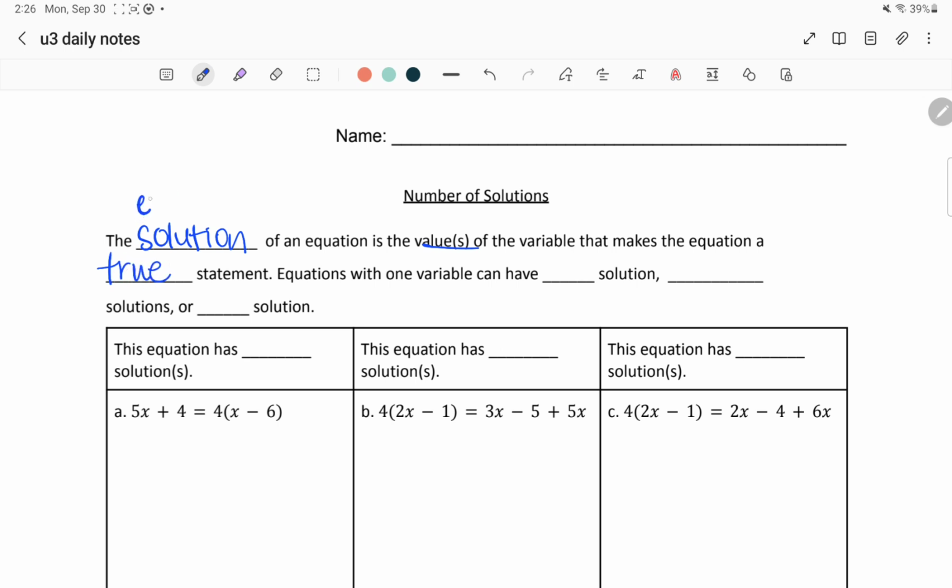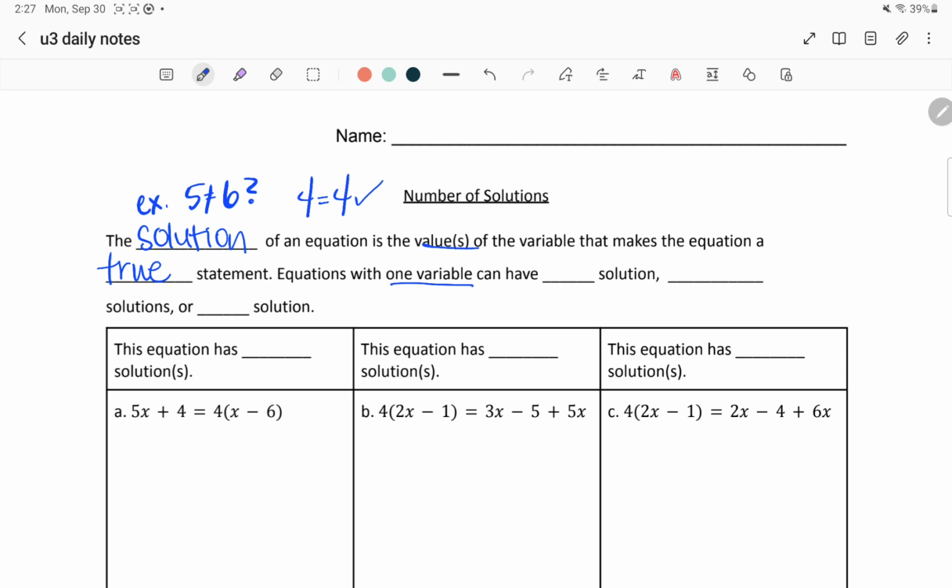For example, 5 equals 6. 5 does not equal 6. But like 4 equals 4, if I held up 4 fingers on both hands, it would look the same, right? I'd be holding up the same amount of fingers on both sides. 4 equals 4 is a true statement. That's what I'm trying to get, okay?